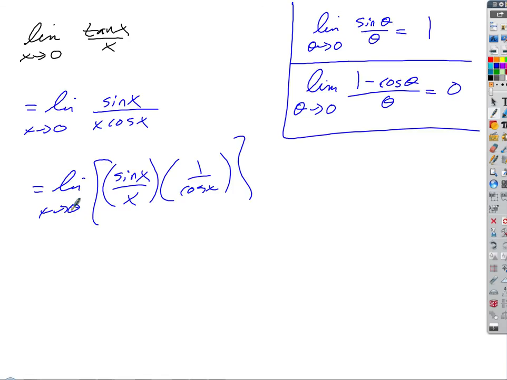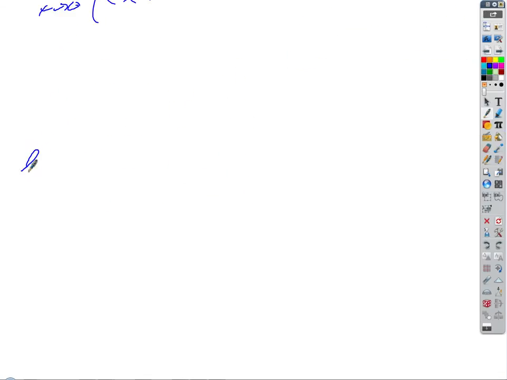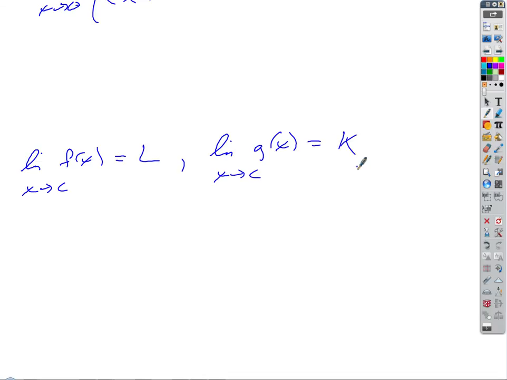Now we go back to those properties of limits. What did we say earlier about the limit of a product? So we said something like this: if the limit of f of x as x approaches c is L, and the limit of g of x as x approaches c is K or something, I don't remember what it was, right?